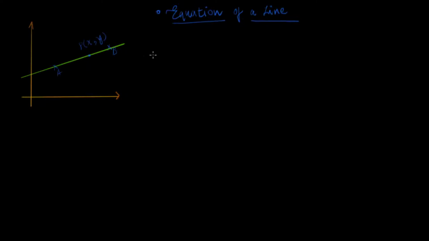Using those similar ideas, we can define what an equation of a line is. And the formal definition goes as follows. The equation of a line or a curve is a rule for determining whether or not the point with coordinates x, y, which was P in our case, lies on the line.